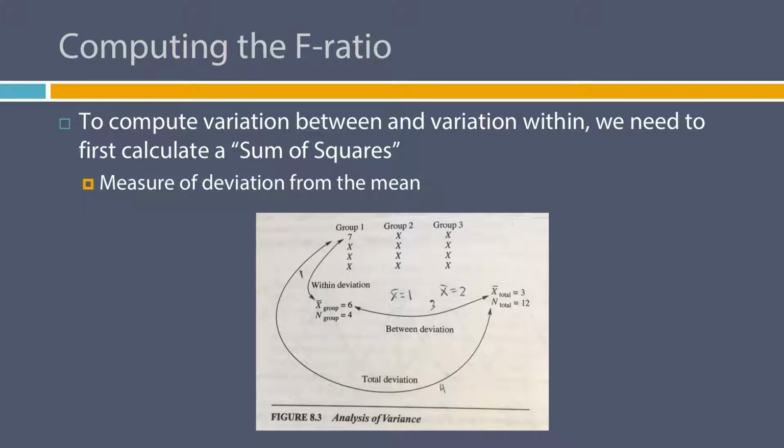So a good rule of thumb here is that within deviation is 1, between deviation is 3. The total deviation that's going on in this whole group, all of these groups, is 4. Right? And that's the addition of within deviation plus between deviation.